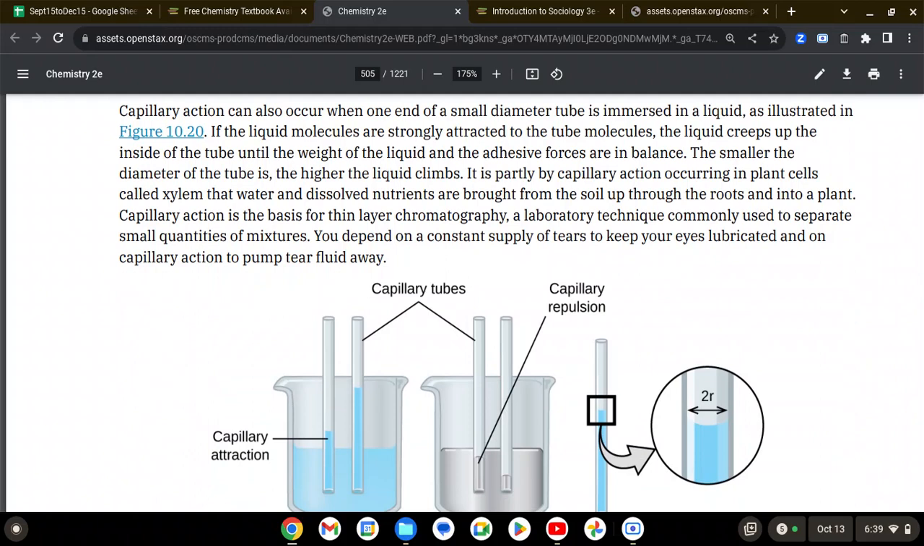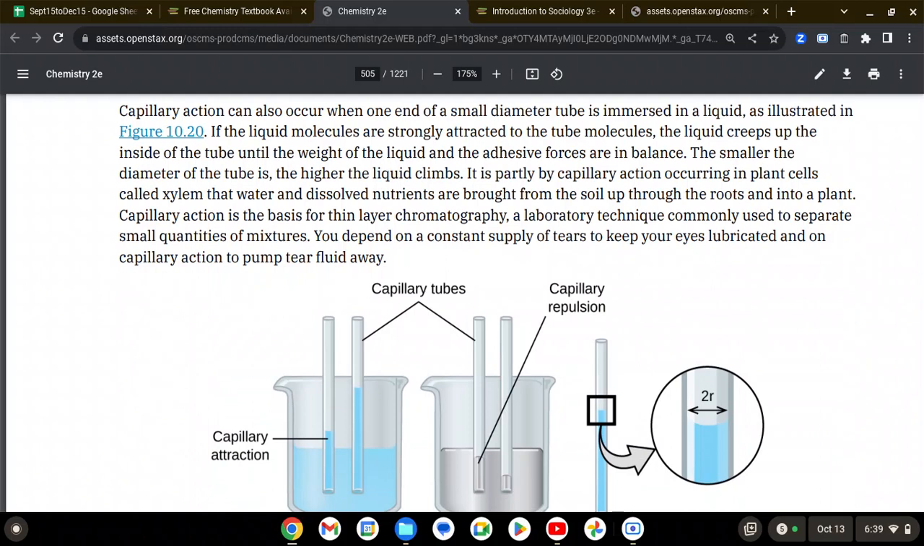Capillary action can also occur when one end of a small diameter tube is immersed in a liquid, as illustrated in figure 10.20. If the liquid molecules are strongly attracted to the tube molecules, the liquid creeps up the inside of the tube until the weight of the liquid and the adhesive forces are in balance. The smaller the diameter of the tube is, the higher the liquid climbs.